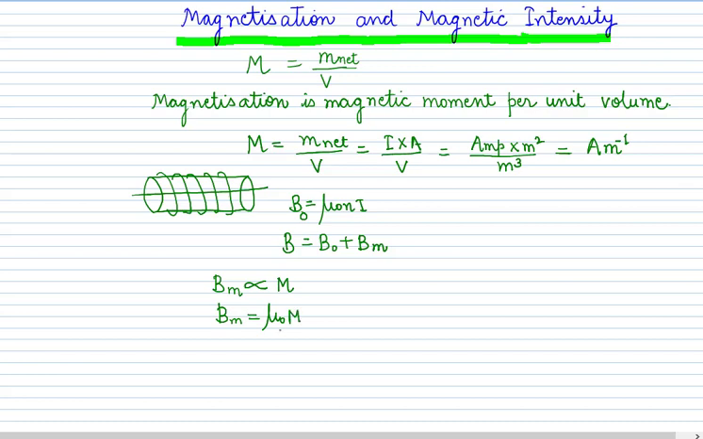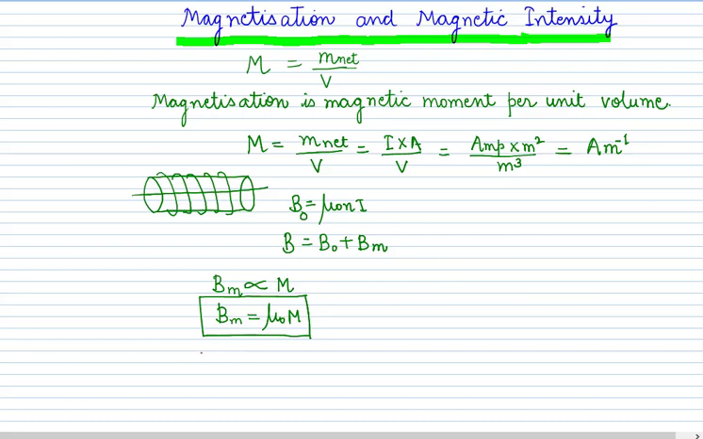Mu naught is a constant whose value is 4 pi into 10 to the power minus 7. We already know. And if you want to go into the details, you can refer to our lecture. The links are given below. And here mu naught is the permeability of free space or vacuum. So this is the relation between the magnetic field due to magnetization and magnetization.